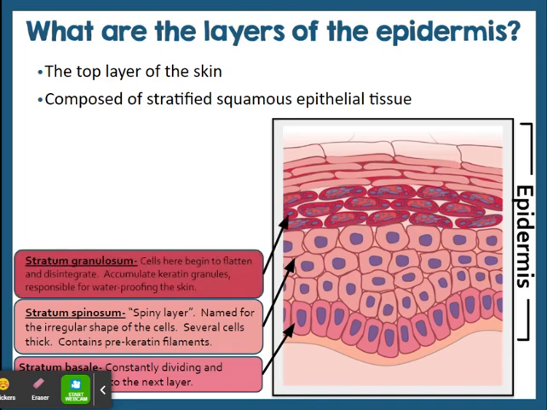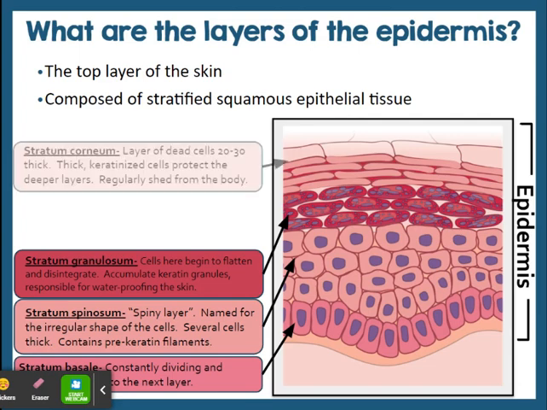Okay, above this is the stratum granulosum, and cells here begin to flatten and disintegrate. This layer accumulates keratin granules that are responsible for waterproofing the skin. These keratin granules are just little particles in the cell's cytoplasm.